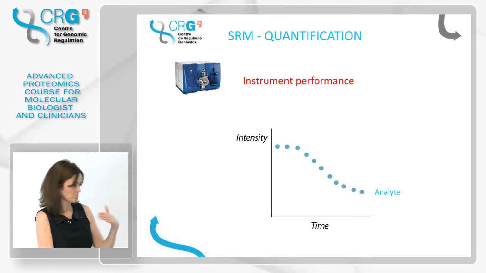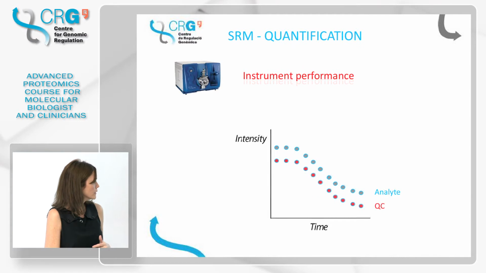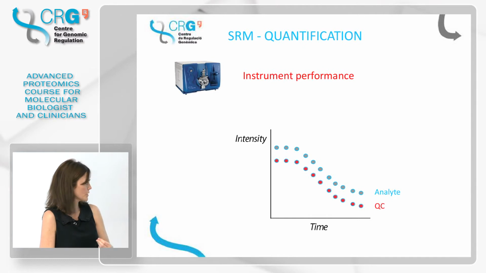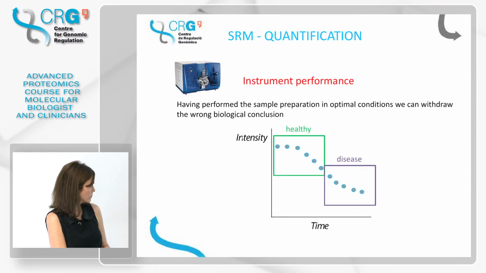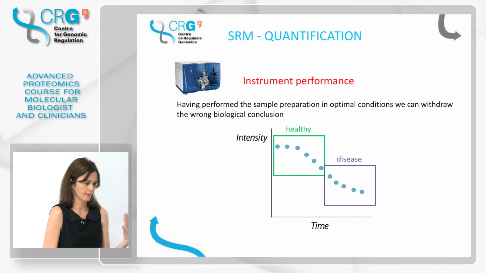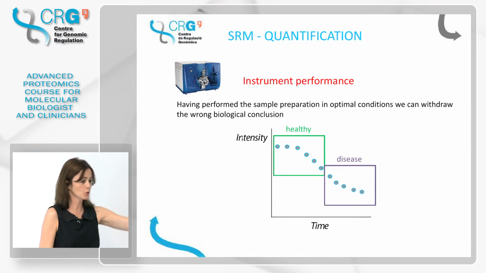Intensity, time goes down, okay? If you add your quality control, and you see that it's behaving the same. Okay, so make sure you are measuring what you want to measure. It's not that in each sample you have less analyte, it's that the instrument is losing sensitivity. And how long does it take to lose all that sensitivity? This is something that has to be checked, and you have to put quality controls in the middle, because then you can normalize.